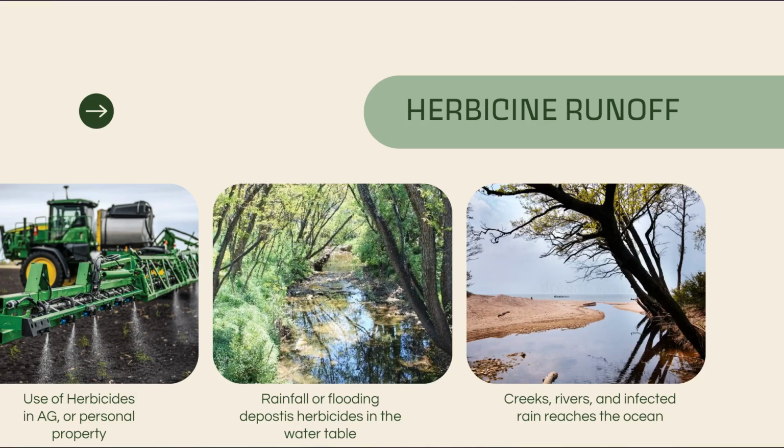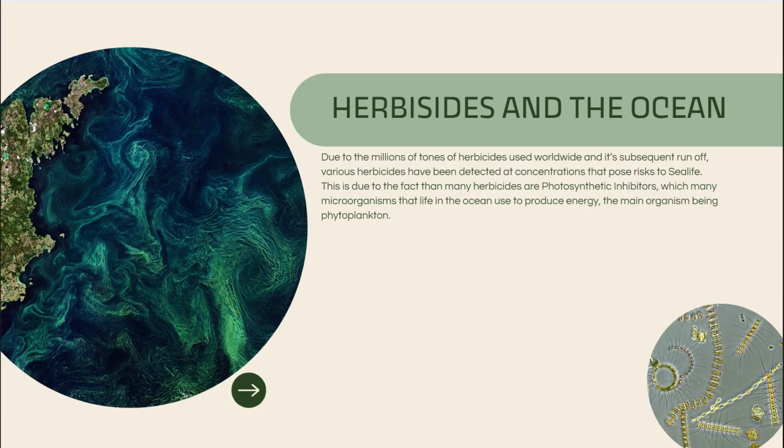Herbicide runoff is when the use of herbicides in agriculture or personal property deposits excess herbicide in the ground. Rainfall or flooding then deposits the herbicide in the water table. Infected creeks, rivers, and rain then reach the ocean and then infect the ocean. As herbicides make their way into the ocean from runoff, they deposit millions of tons of herbicides that are used worldwide into the ocean.